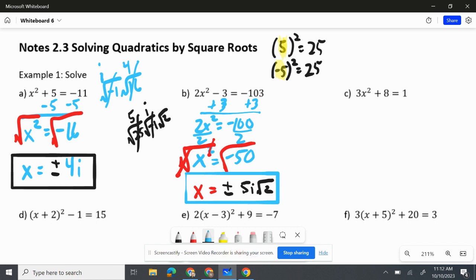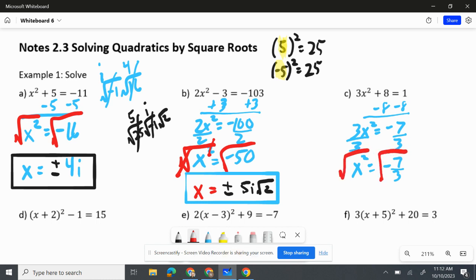Letter C. First step is subtract the 8. And that gives us 3x squared equals negative 7. We're going to divide it by the 3. When we divide it by the 3, we get x squared is equal to negative 7 over 3. Then the opposite of squaring something is taking a square root. Now this one causes a little bit of a problem because we have a denominator inside the square root, so we're going to rationalize it.